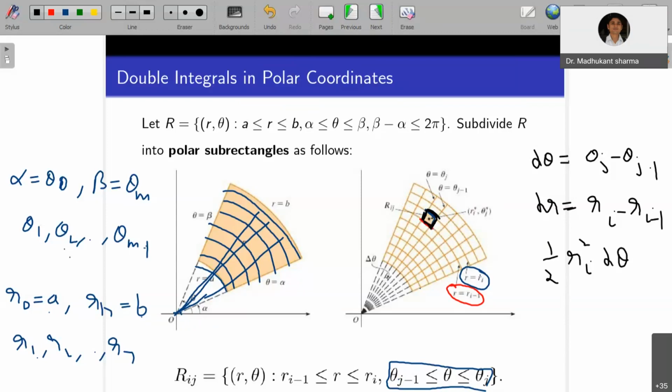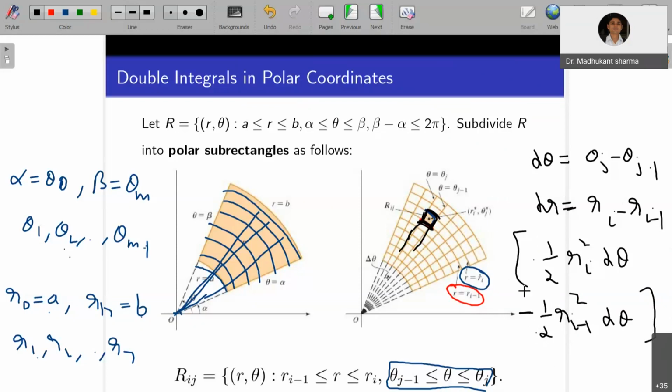Similarly, what is the area of this polar rectangle? The lower one is going to be 1/2 r, with r equals ri minus 1, so 1/2 (ri minus 1) square d theta. The area of this interior one is nothing but this minus this. So this will give you the area of this polar rectangle, into the height f of r comma theta, which will give you the volume.